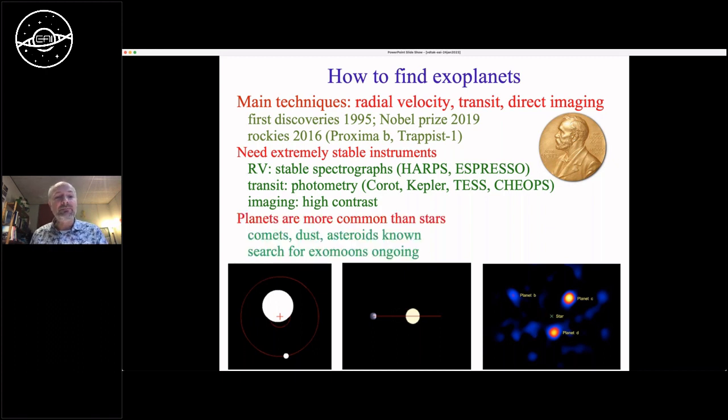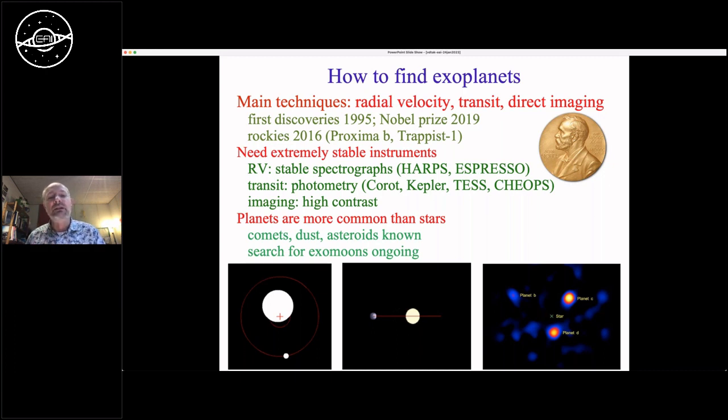The main thing that we're finding is that planets are at least as common, probably a bit more common actually, than stars are. We also know that these days of comets around other stars, asteroids around other stars, and also dust around other stars. The one thing we haven't found yet are moons around planets around other stars. But they must exist, we just haven't found them, and this is somewhat surprising. Of course moons are smaller than planets, but they're not that small. The biggest moons in the solar system are bigger than the smallest planets.